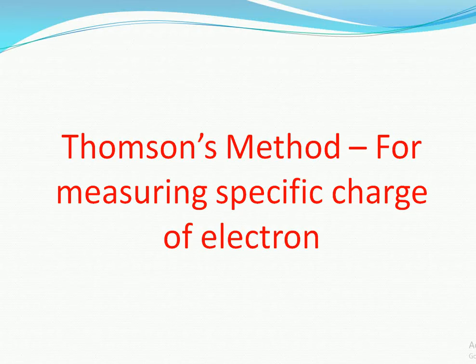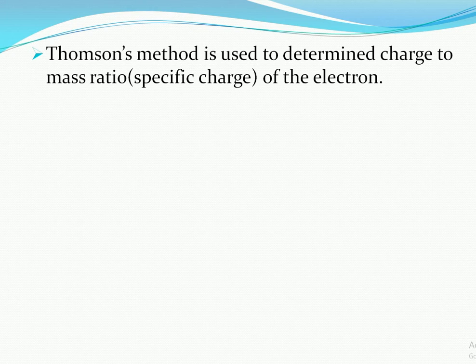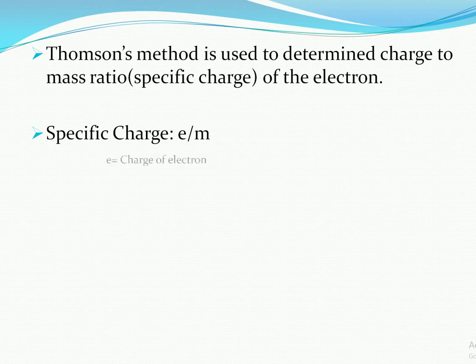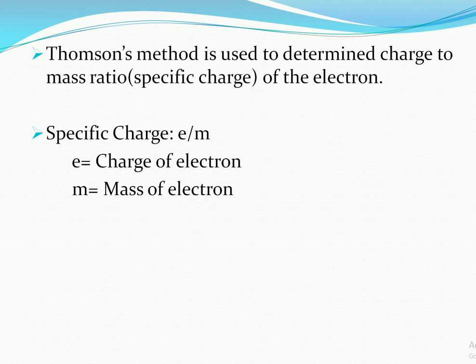Hello students, in this video we are going to learn Thomson's method for measuring specific charge of electron. Thomson's method is used to determine charge to mass ratio, that is specific charge of the electron. The specific charge is the ratio of e by m, where e is the charge of electron and m is the mass of electron.